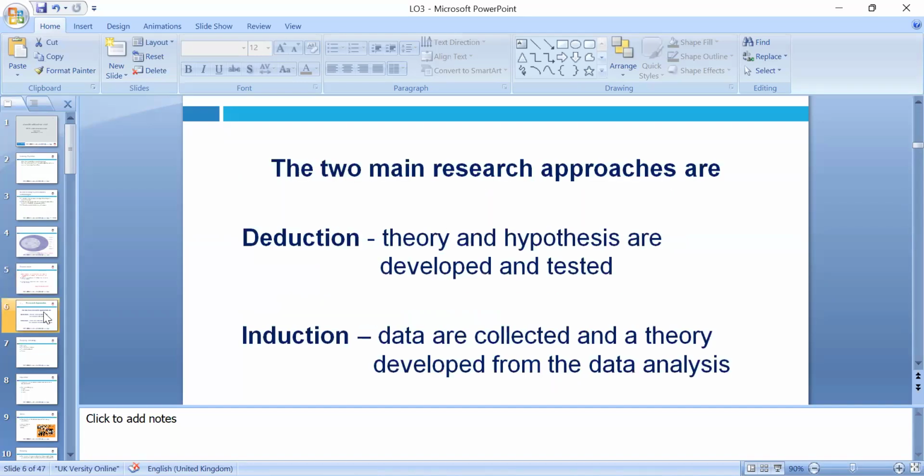Then there are two key types of methods, the deduction and induction approaches. In deduction, the theory and the hypothesis are developed and tested. Actually, in deduction, the hypothesis means the research question. In the induction approach, the data is collected and the theory is developed from the data analysis. We can use SPSS software, as I mentioned in lesson 1 as well, for the data analysis.